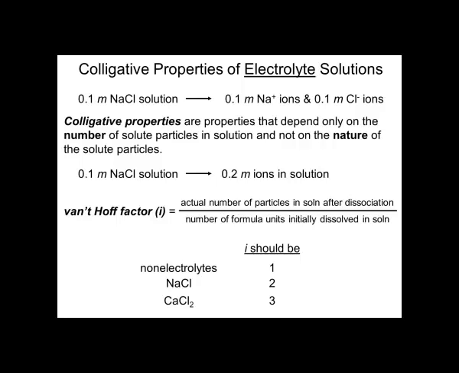The van't Hoff factor, i, is the actual number of particles in solution after dissociation divided by the number of formula units initially dissolved in solution. For sodium chloride, it should be 2. For calcium chloride, it should be 3. For non-electrolytes, of course, it's 1.